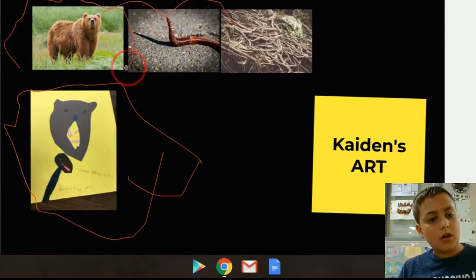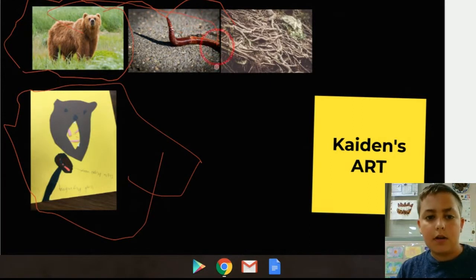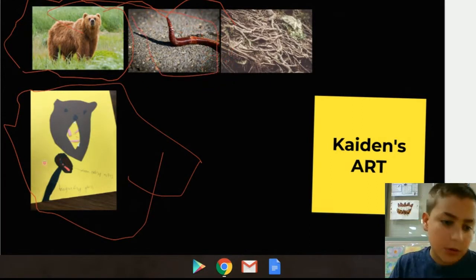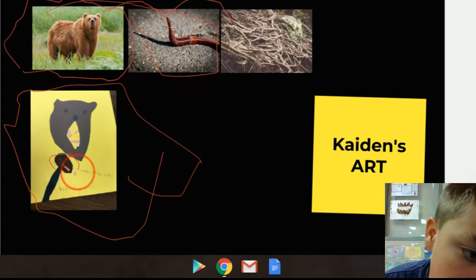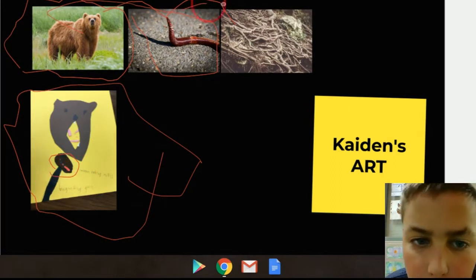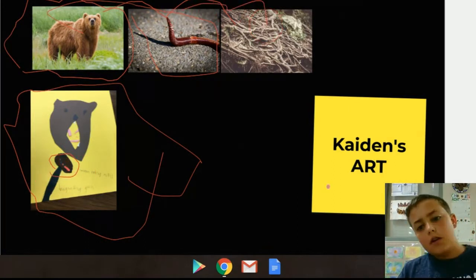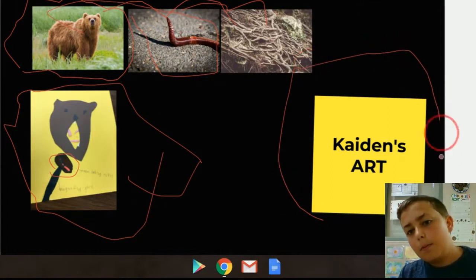This is my bear. He eats the worm. And then the worm eats the roots, as you can see right here. And as I point the line like that. And this is Caden. Bye.